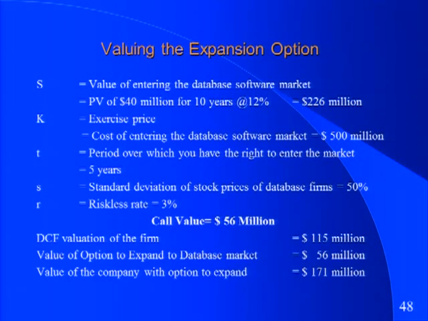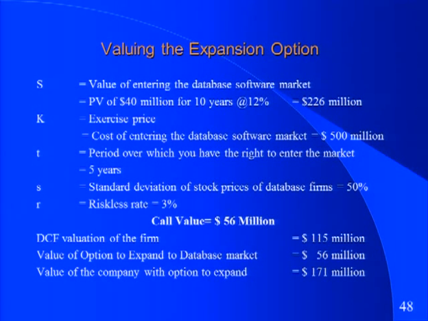To value the expansion option, here's what I'm going to do. I'm going to take what I know today. So I'm not asking you to be clairvoyant, look into the future. I'm saying, based on what you know today, what's the present value of the cash flows from taking this investment? You're going to make $40 million every year for 10 years. The cost of capital in this business is 12%. The present value of $40 million every year for 10 years at that cost of capital is $226 million. So right now, you think you can make $226 million. By taking this project, it's going to cost you $500 million. So in terms of pure net present value, that's a minus $274 million net present value, right?